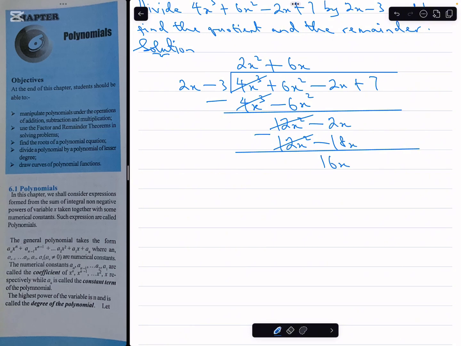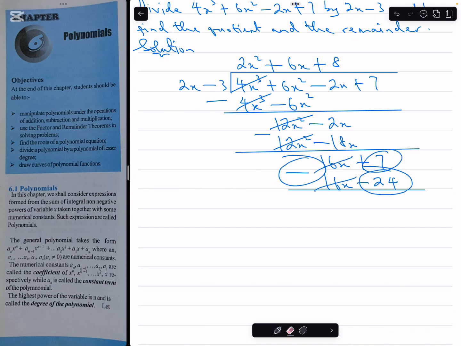And then we bring down the next term, which is plus 7. We go again, 16x divided by 2x, that's 8. And then we multiply the whole of this by that 8. 2x times 8 is 16x, and minus 3 times 8 is minus 24. And now we subtract. 16x minus 16x is 0. 7 minus minus 24 is 7 plus 24, which is 31.